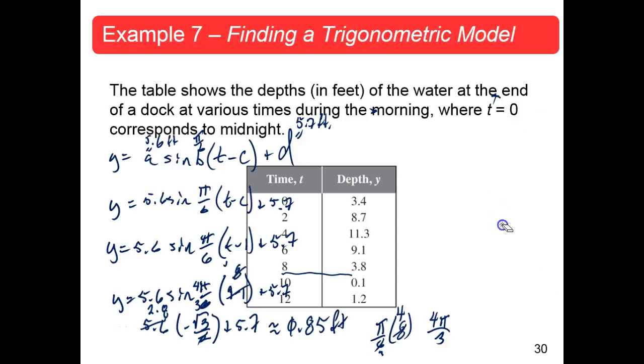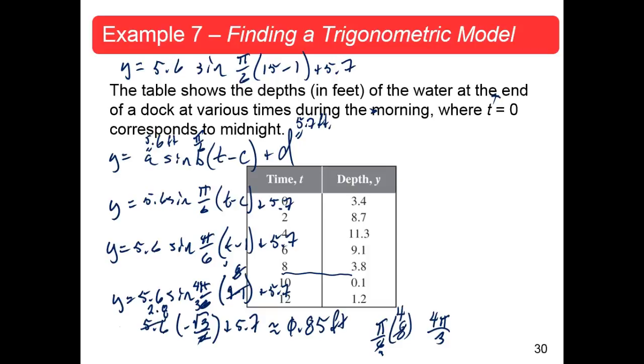All right. Okay. So now we have y is equal to 5.6 times the sine of pi 6 times, and what do you say, 15 hours? Minus 1 plus 5.7. Okay, there was our model. Plugged in the value, 15. And let's see what we get.